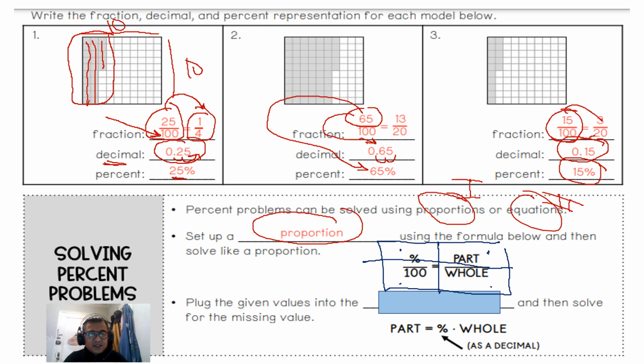Okay. The second way is to set up a percent equation. The percent equation always looks like this. To get the part, multiply the percent, but you have to write it as a decimal or fraction, by the whole number. Okay? Multiply these two, the whole and the percentage, and you will get the part.